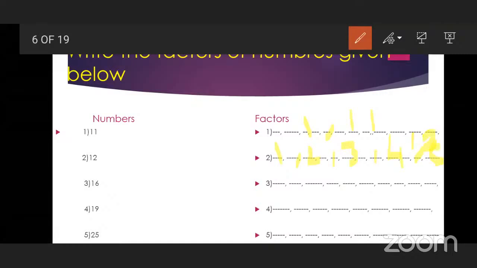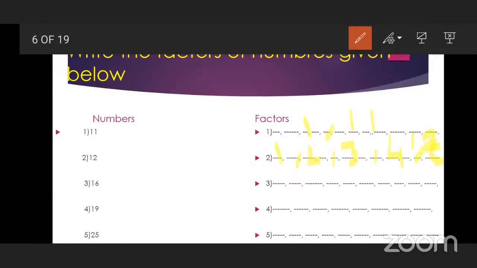So how many factors does 12 have? 1, 2, 3, 4, 5, 6. Six factors means more than 2 factors. So this number falls into which category? Composite numbers. Very good. So like this, we have to solve the next examples also.